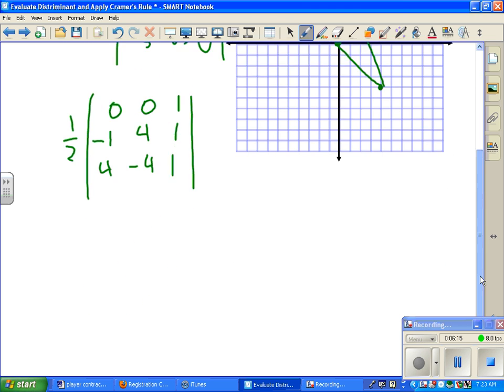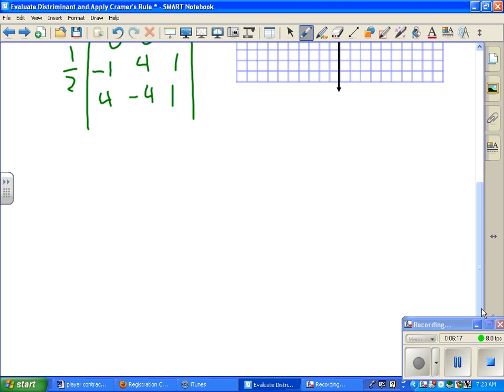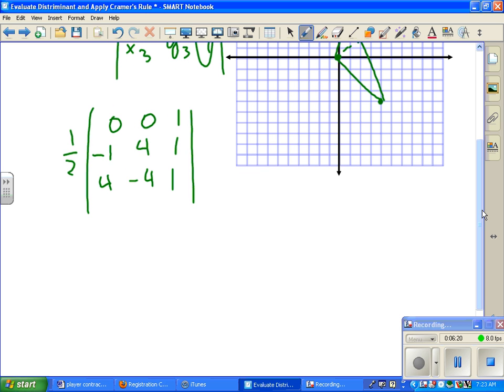Okay, so here we go. Well, let's get after it here. First thing I need to do is I need to rewrite some numbers out here. So 0, -1, 4, 0, 4, -4. Okay? Well, main diagonal here, that's 0 times 4 times 1. I'm just going to write it all down here.